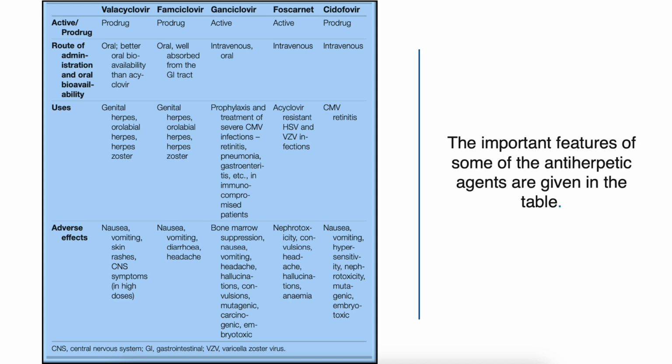Adverse effects of valacyclovir are nausea, vomiting, skin rashes, and CNS symptoms in high doses. Famciclovir adverse effects are nausea, vomiting, diarrhea, and headache. Ganciclovir causes bone marrow suppression, nausea, vomiting, headache, hallucination, convulsions, mutagenic, carcinogenic, and embryotoxic effects. Foscarnet causes nephrotoxicity, convulsions, headache, hallucinations, and anemia. Cidofovir causes nausea, vomiting, hypersensitivity, nephrotoxicity, mutagenic, and embryotoxic effects.